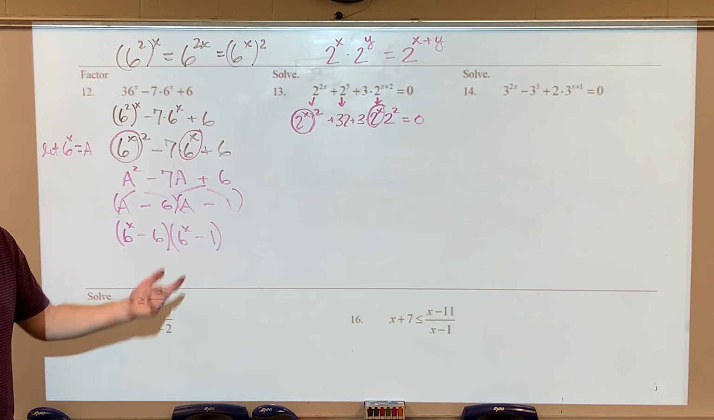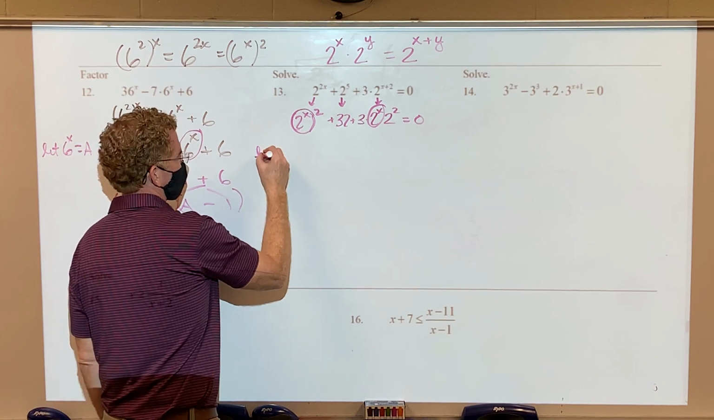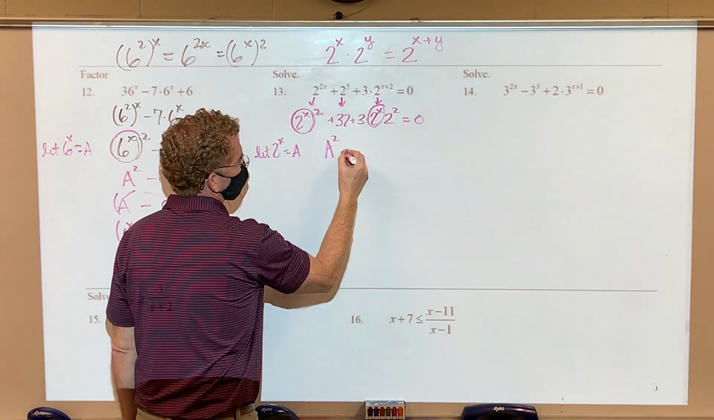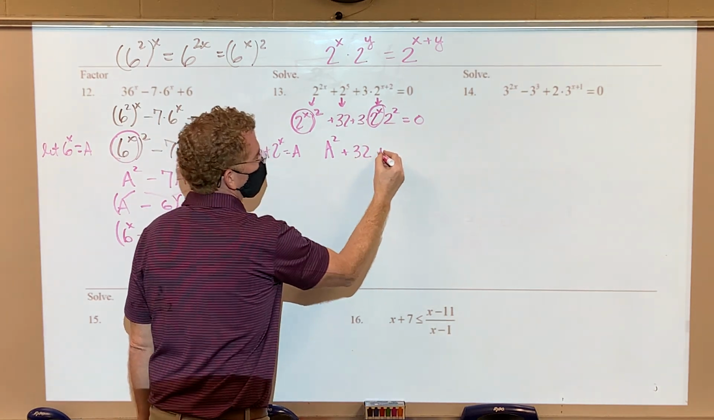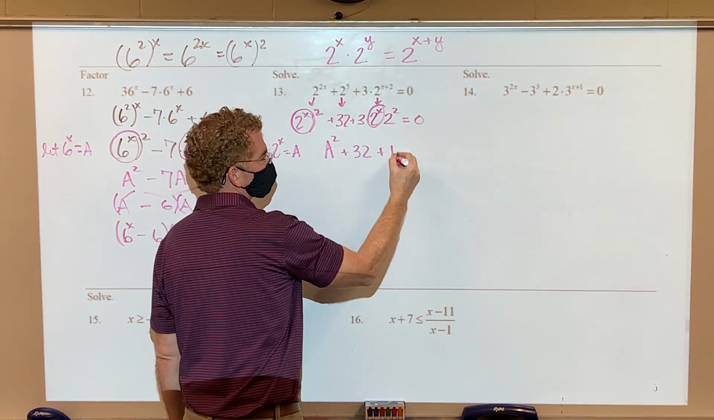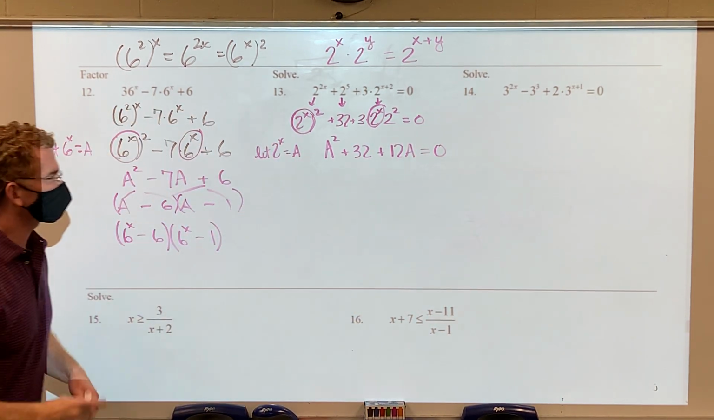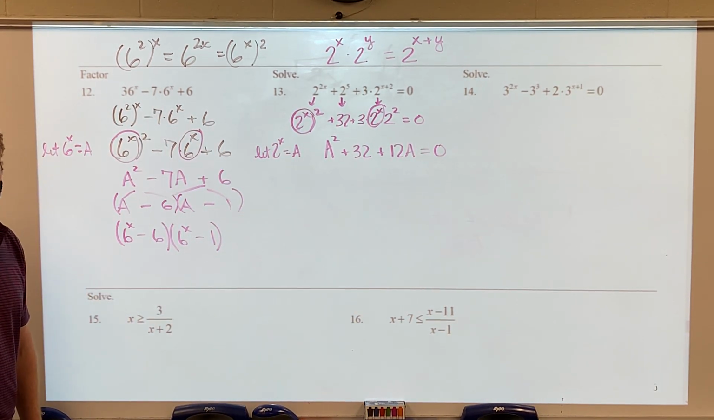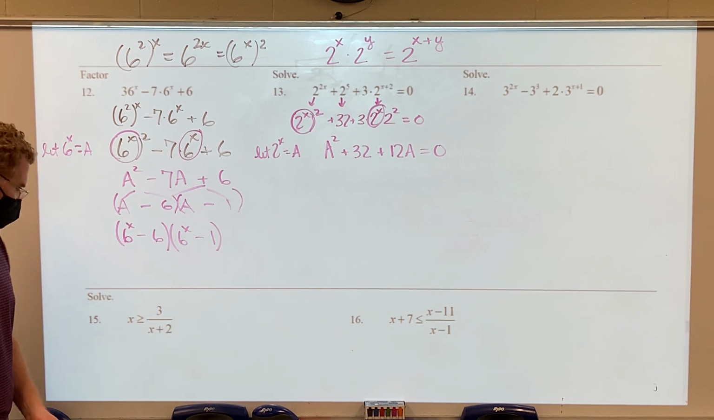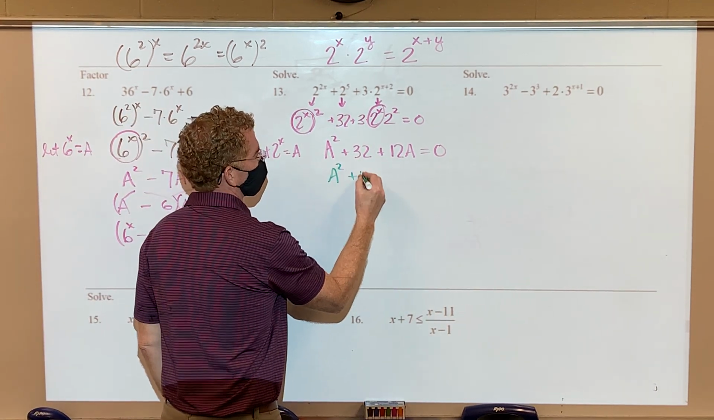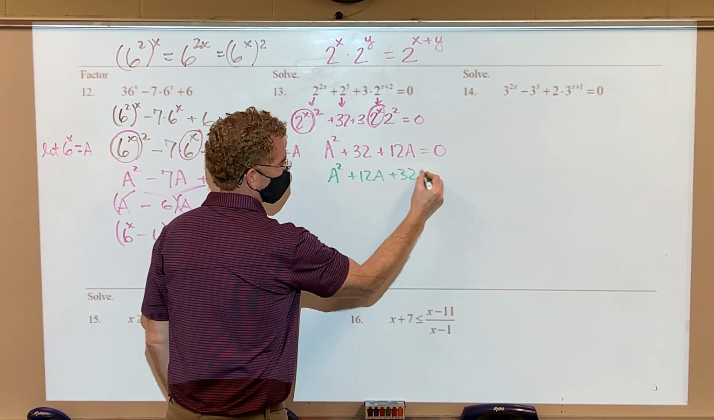I call it a. So again, let 2 to the x equal a, and I get a squared plus 32 plus 3 times 4 is 12a equals 0. Can you solve that? It's in the wrong order, but can you solve it? Let's try it. A squared plus 12a plus 32.